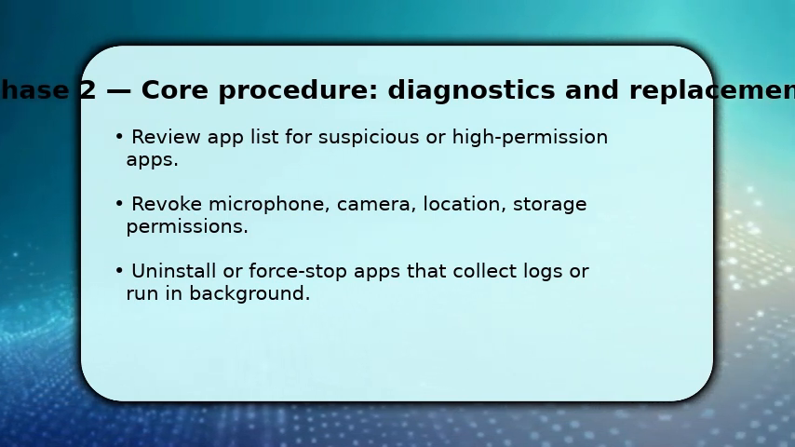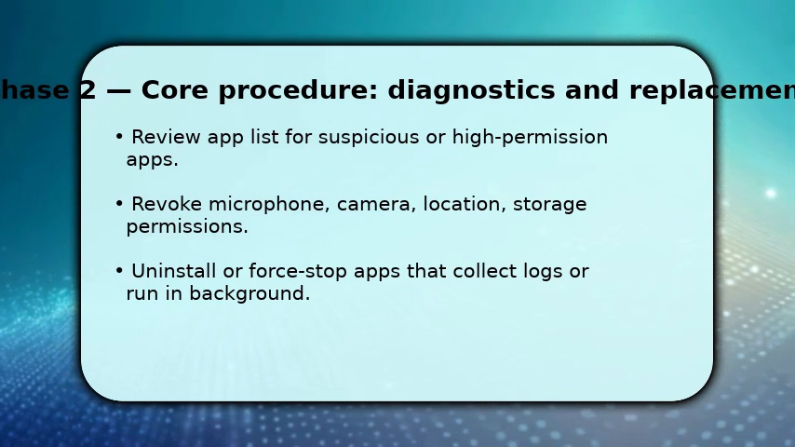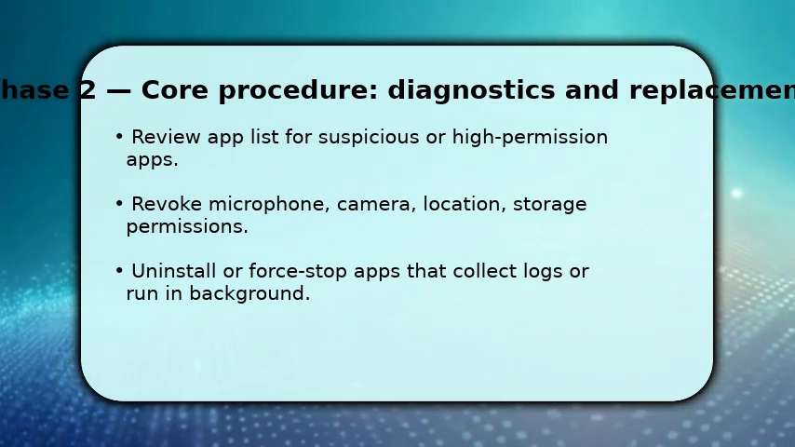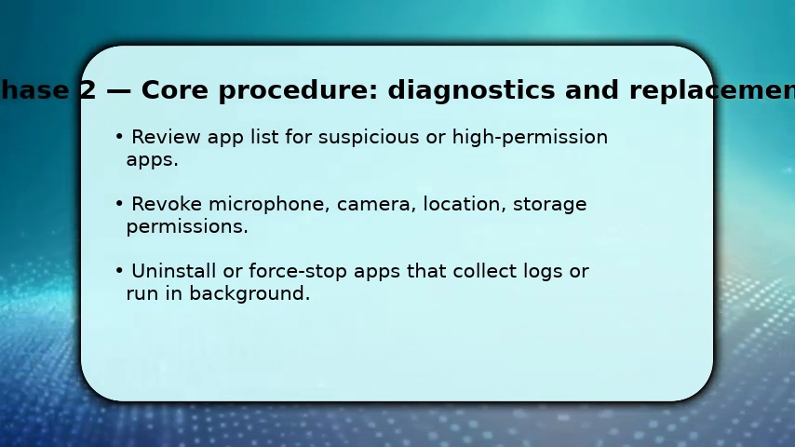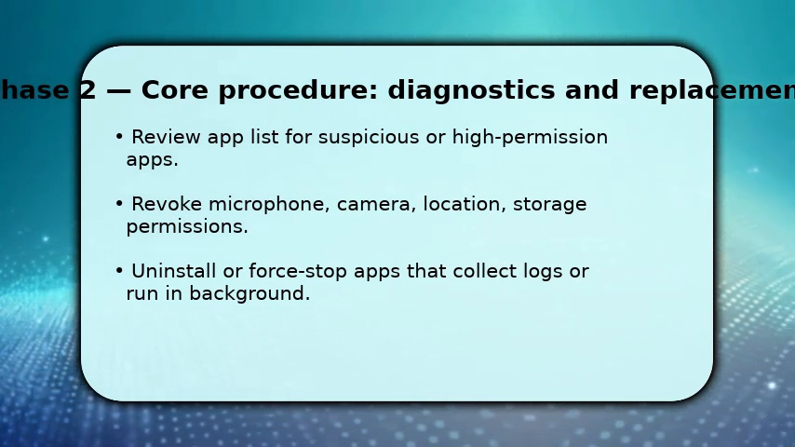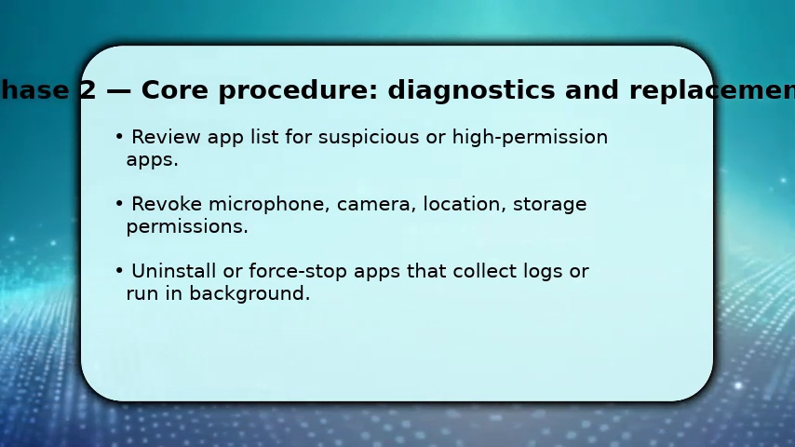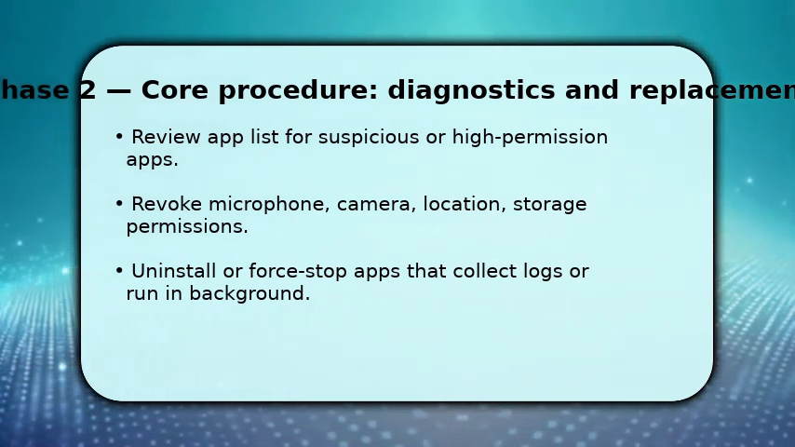For apps you don't trust, uninstall them or force stop and clear their data. Make sure to check device admin and accessibility lists because some logging tools hide there. Once you trim permissions, the phone will generate far less sensitive activity.